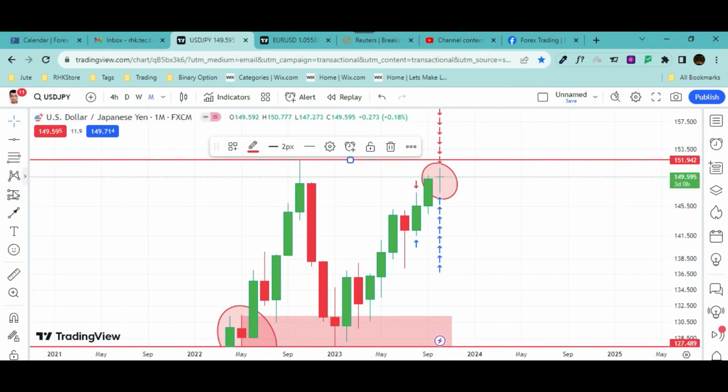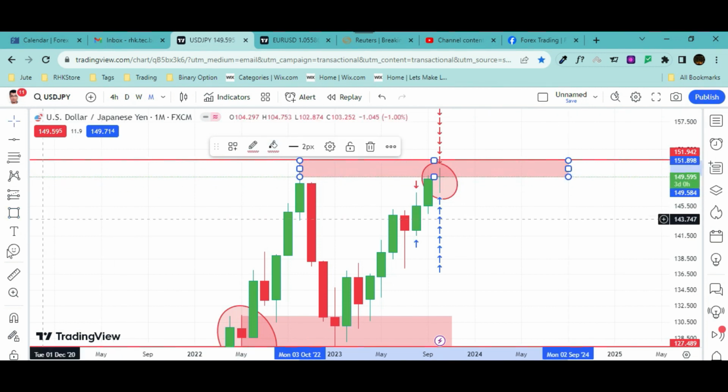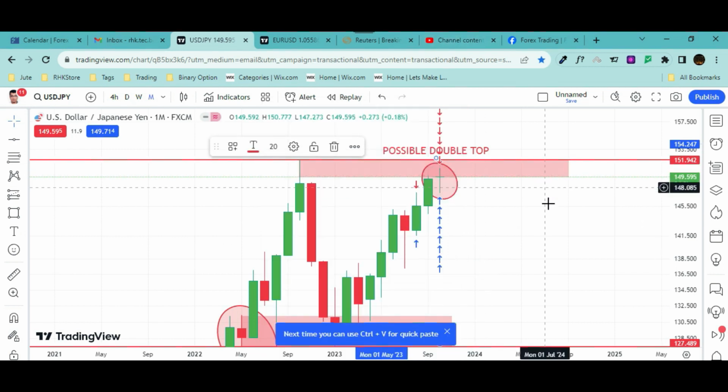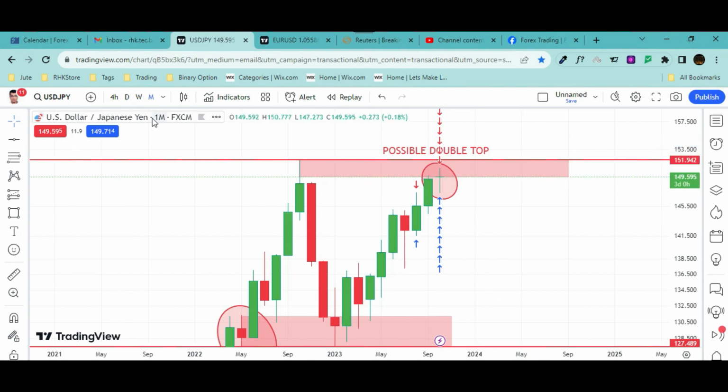So maybe there is a possibility, we are not sure yet until the month is finished and this candle gets red, that it will create a possible double top here. It can create a possible double top here. So leaving it right now from monthly time frame, let's go to weekly time frame.